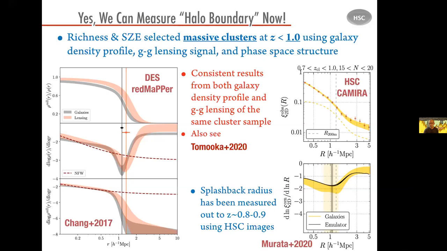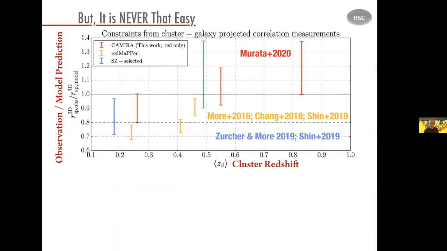But how far are we from actually using it to study halo assembly and release its physical power to study dark matter halos? Probably not too fast, because there's still a lot to understand in all those measurements. Here is a really nice summary figure from Murata 2020. The x-axis is just the cluster redshift of different samples. The y-axis is the observationally inferred 3D splashback radius, and its ratio to the model prediction. The figure summarizes clusters selected using two different red sequence cluster finders and two samples selected using the SZ effect.